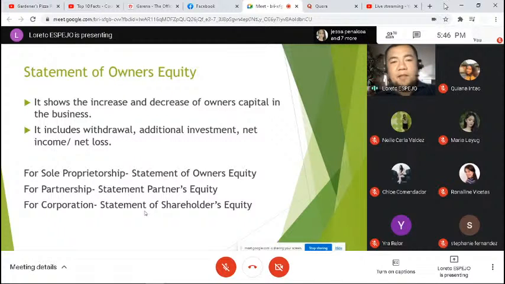Okay? There are different terms that we can use in creating this statement depending on the type of organization the company has. For sole proprietorship, we call it a statement of owner's equity. For partnership, we call it the statement of partner's equity. And for corporation, we call it the statement of shareholders' equity or stockholders' equity. Okay?